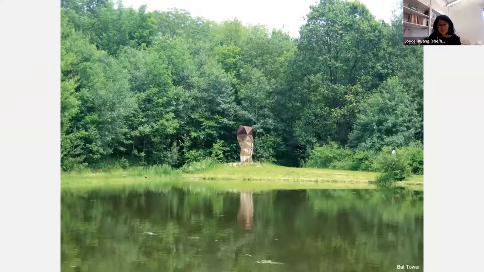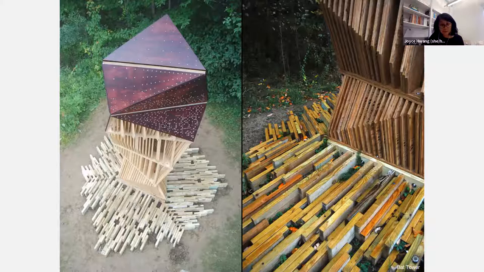Simultaneously though, I was also starting to develop some small scale interventions. This is a project called Bat Tower. This is the first installation that I designed and built to draw awareness to non-human species and promote their importance as part of our ecosystem. Here are some closer up views of Bat Tower. This is from 2010.